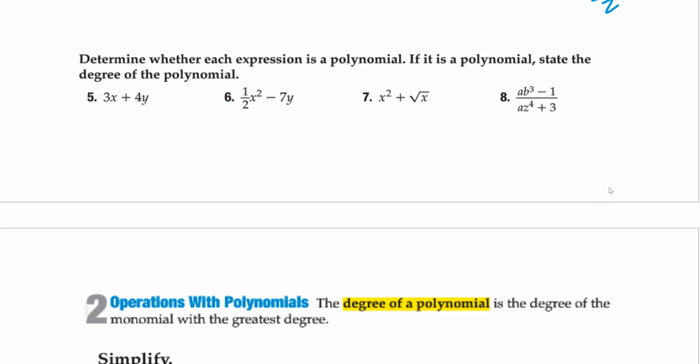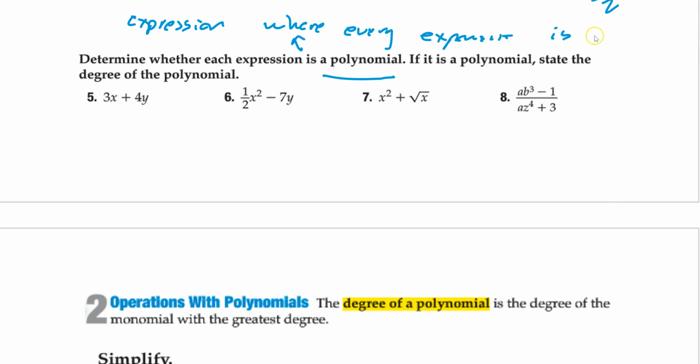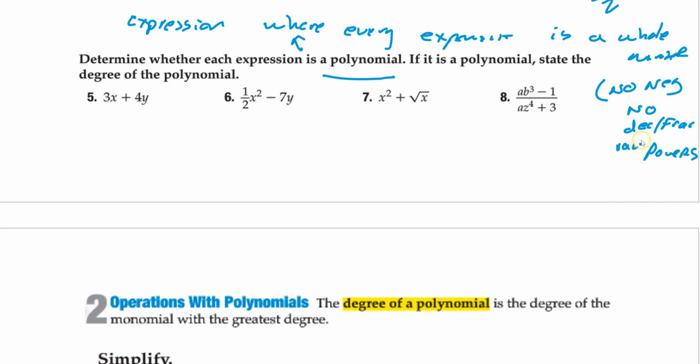Let's talk a little bit more about what a polynomial is. A polynomial is an expression where every exponent is a whole number. So you can't have negatives, no fractions or decimals. Powers. Again, I only care about the powers, and actually only the powers for variables. So if you want a polynomial, those are the nice ones.